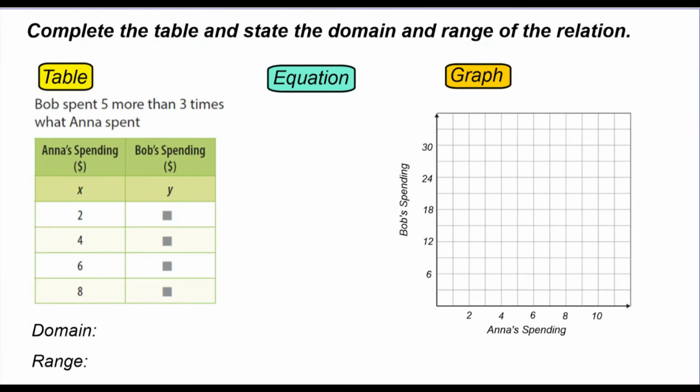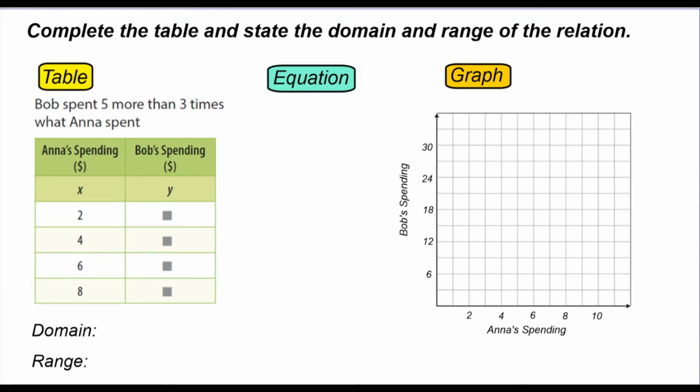So let's complete the table and state the domain and range of this relation. We're actually going to graph it too, so we can see all the representations of this relationship. And our relationship here is Bob spent 5 more than 3 times what Anna spent. So if we were to write an equation here, we can see in our table where x is what Anna spent and y is what Bob spent.